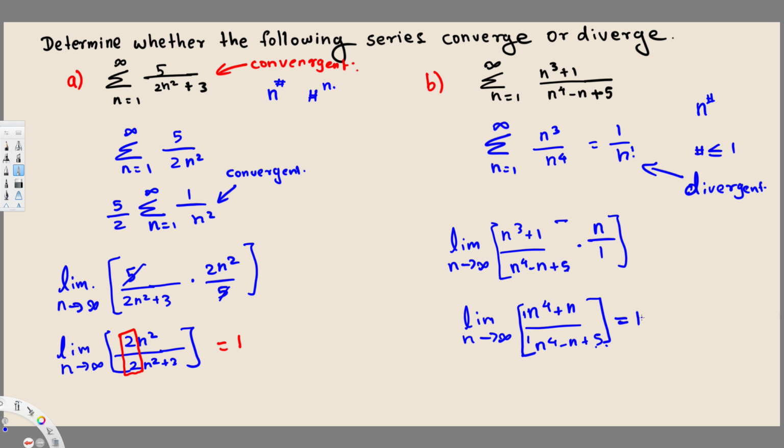So this is a positive finite number. Therefore, this one behaves as this one. This one we already know is divergent. Therefore, this one is also divergent.